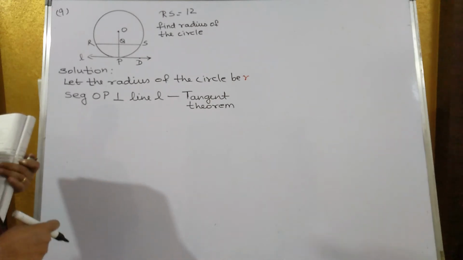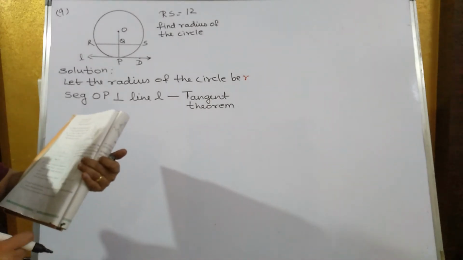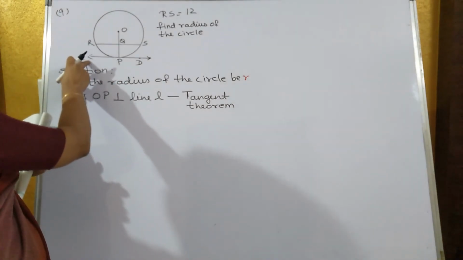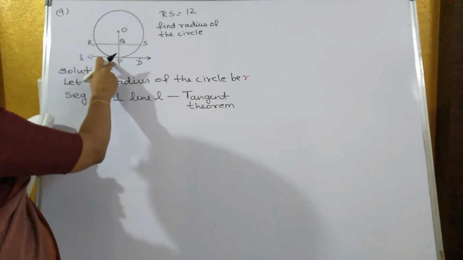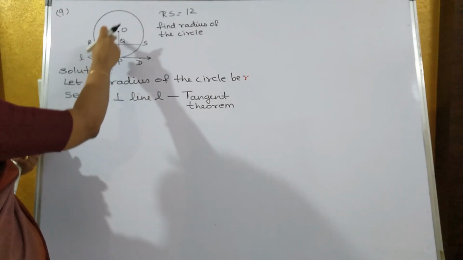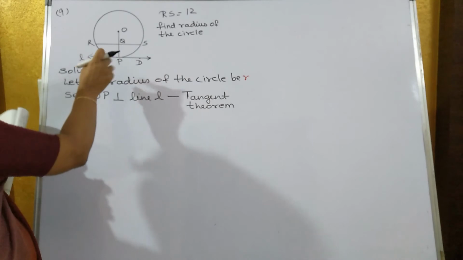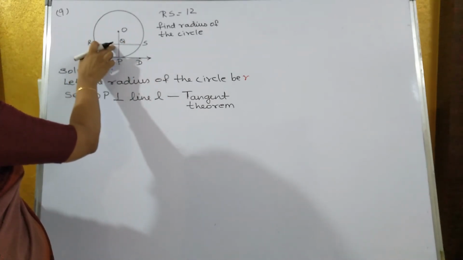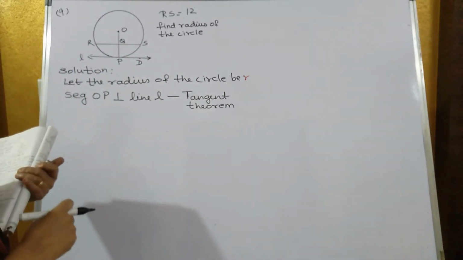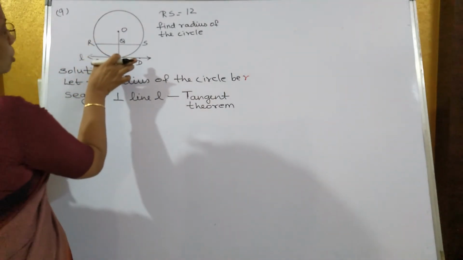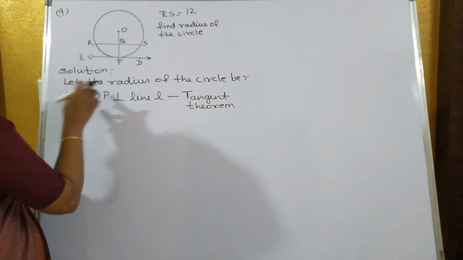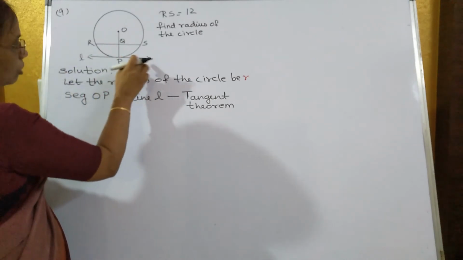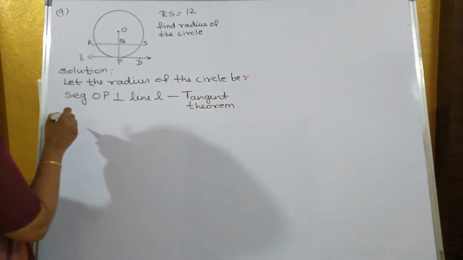Now sum number 9 of problem set 3. It is given that line L touches the circle with center O at point P, and Q is a midpoint of OP, and RS is the chord through point Q. So RS is a chord which is passing through point Q, and RS is parallel to line L. Now let the radius of the circle be R. Segment OP is perpendicular to line L. Why? Tangent theorem.